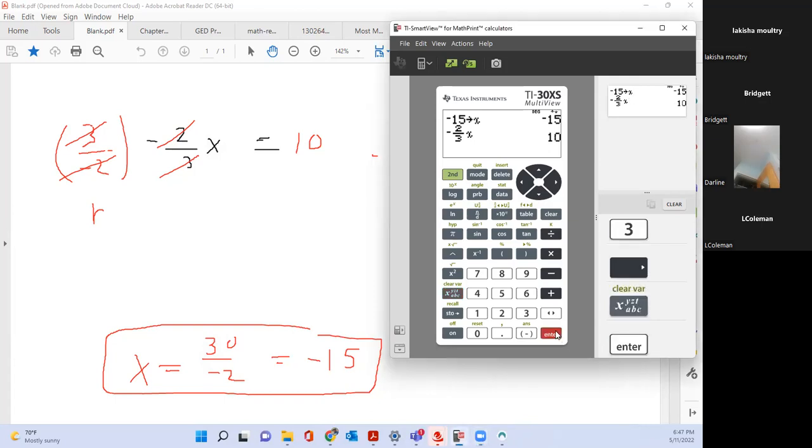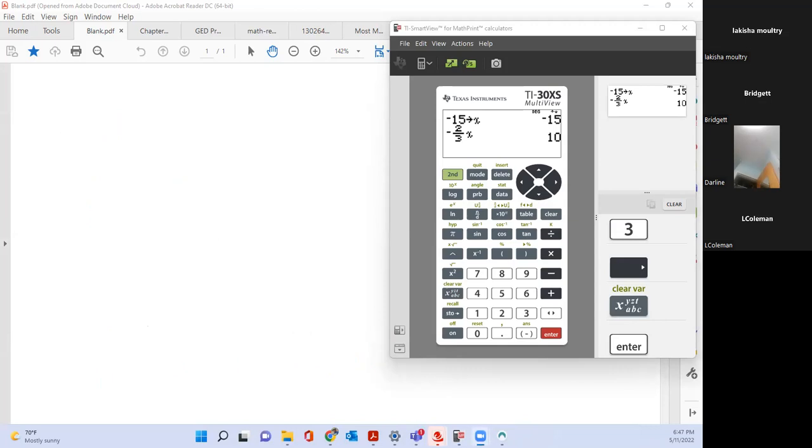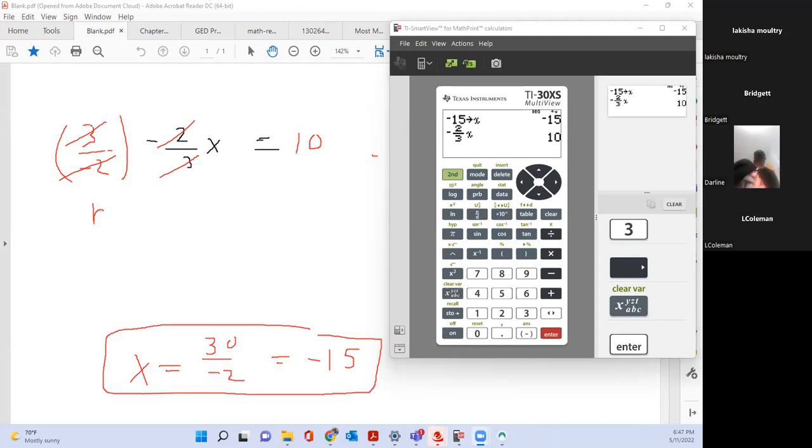Boop. I just checked my work, 10. I know I'm right. And this is how you practice doing the steps of algebra, checking your work, and using the calculator all at once. I didn't mean to erase that, I'm sorry. All at once. All right, let's try this next one.